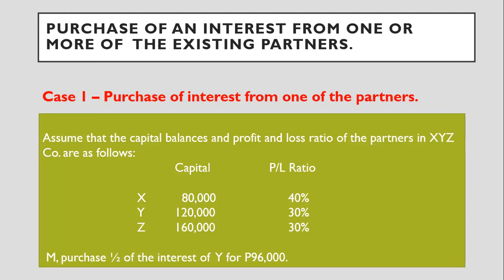So case number one, it's a purchase of interest from one of the partners. Assume that capital balances and profit and loss ratio of the partners in XYZ company are as follows. X, 80,000 capital with P&L ratio of 40%, Y, 120,000 capital with P&L ratio of 30%, and Z, a capital of 160,000 and a P&L ratio of 30%. Assume M purchased one half of the interest of Y for 96,000. So take note, the transaction is between M and Y.